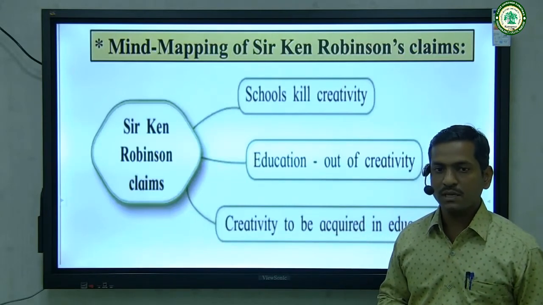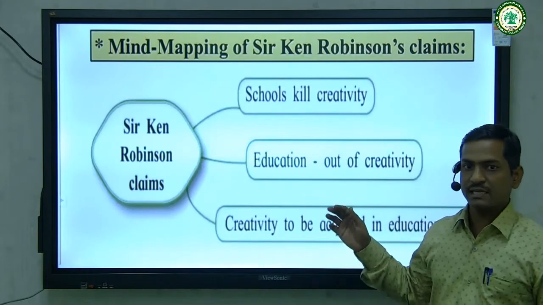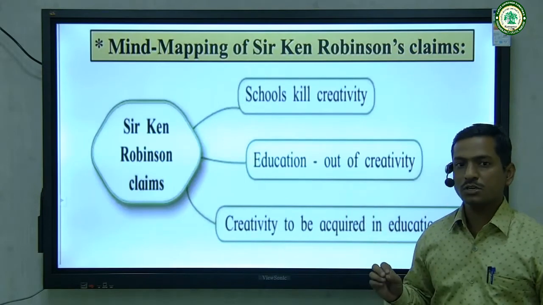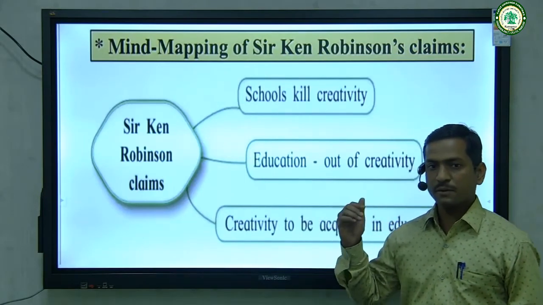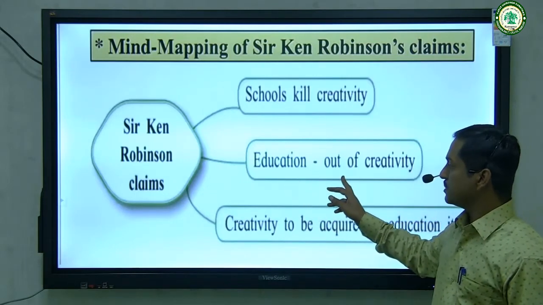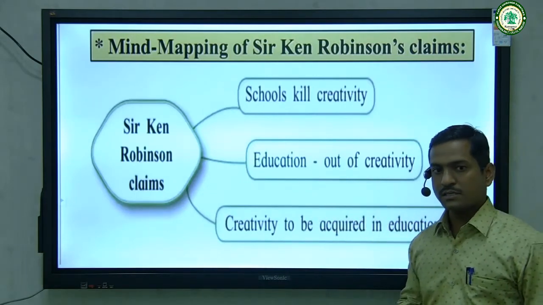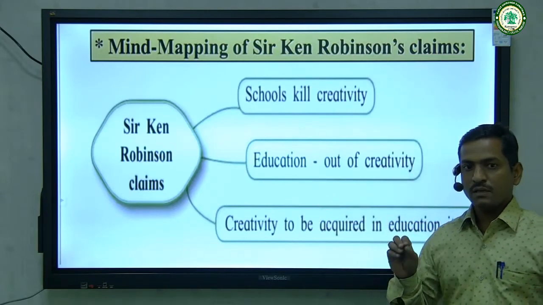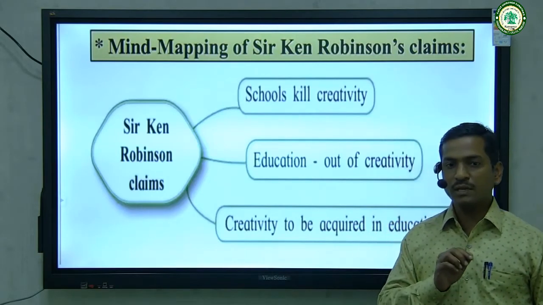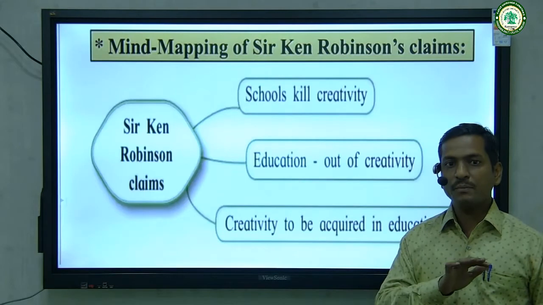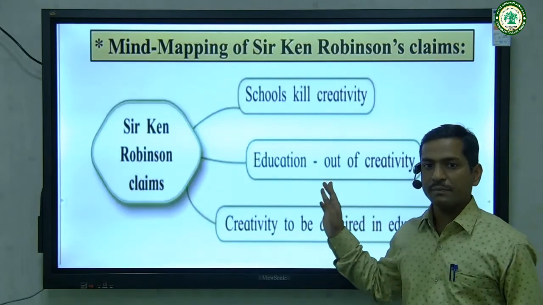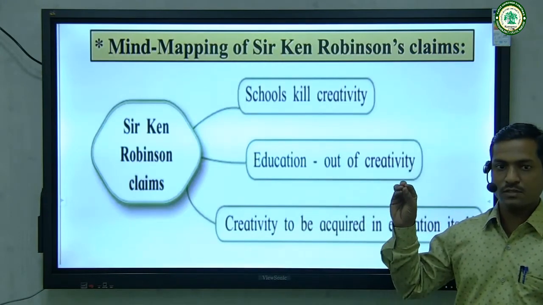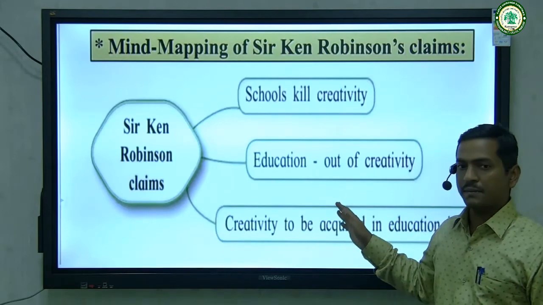According to Ken Robinson, our schools kill the creativity of our students because they ignore the extraordinary talent of our students. He further added that our educational system is out of creativity. Truly, it is also a fact. In our educational system, we give more emphasis on theory than practical. We ignore skill based activities.